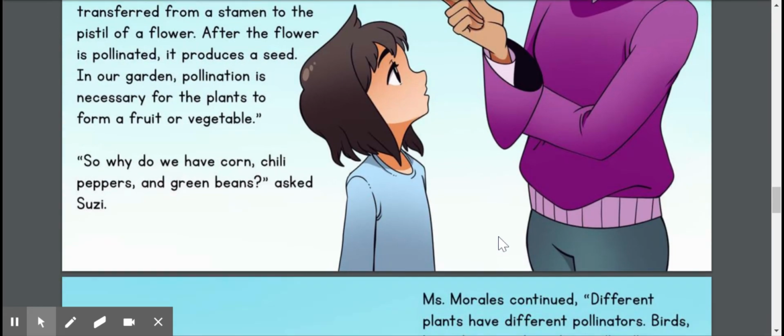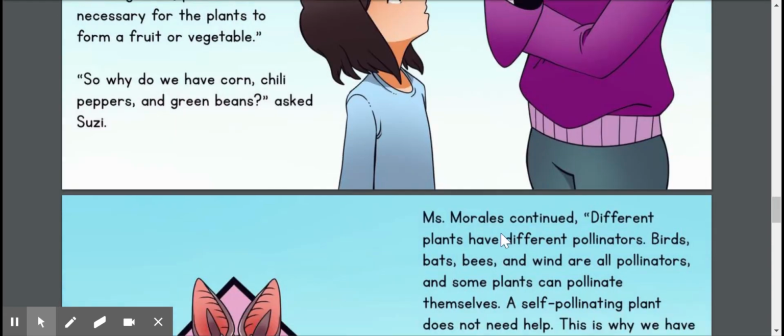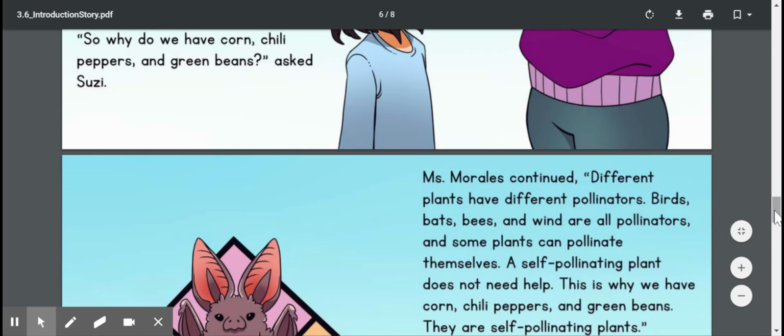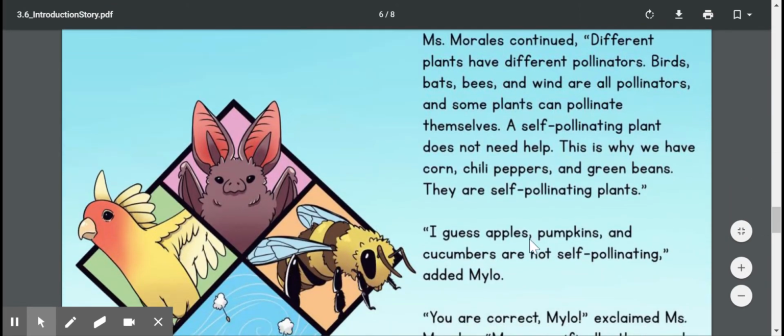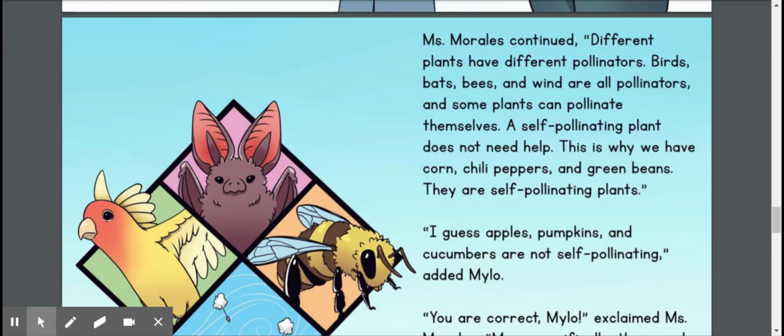So why do we have corn, chili peppers and green beans? Asked Susie. Mrs. Morales continued. Different plants have different pollinators. Birds, bats, bees, and wind are all pollinators, and some plants can pollinate themselves. Self-pollinating plants do not need help. That is why we have corn, chili peppers, and green beans.